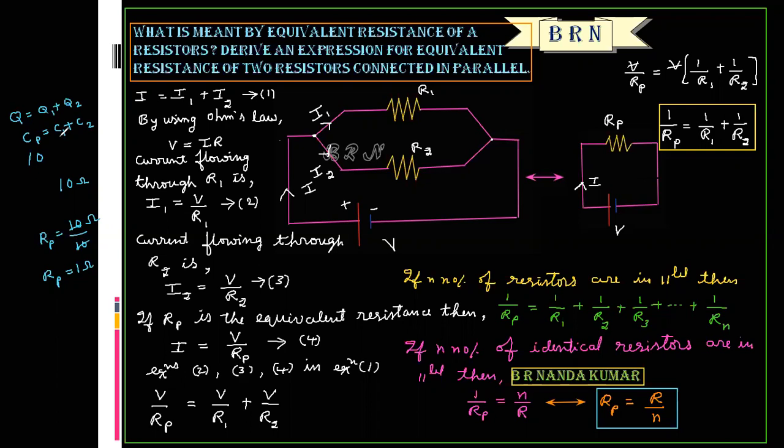If the capacitors are connected in parallel, the effective capacity increases. If the resistors are connected in parallel, the effective resistance decreases. So the difference is very, very important. When two resistors are said to be connected in parallel, they are connected between two common points. So if the resistors are connected in parallel, the current flowing through each resistor is different, the potential difference across each resistor is the same. And the main current is equal to the sum of currents flowing through individual resistors.